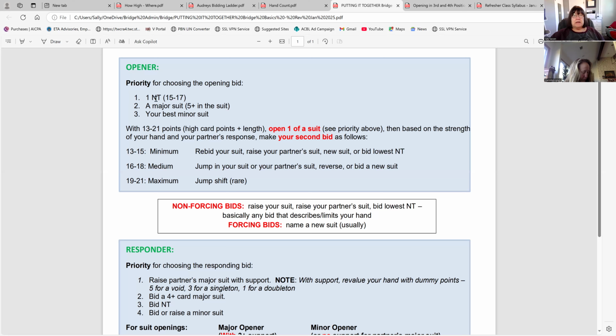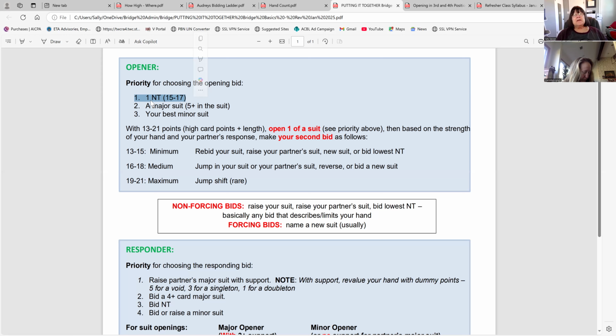The first priority is 1 no trump. That's what you want to bid if you can bid that, but there's special criteria for bidding 1 no trump. You need to have between 15 to 17 points and a balanced hand. A balanced hand is no more than 1 doubleton, 1 suit with 2 in it, no more than that. No voids, no singletons, not 2 doubletons, only 1 doubleton or no doubletons, that very flat distribution. So it's saying I have not a lot of distribution. It's a balanced hand, 15 to 17 points.